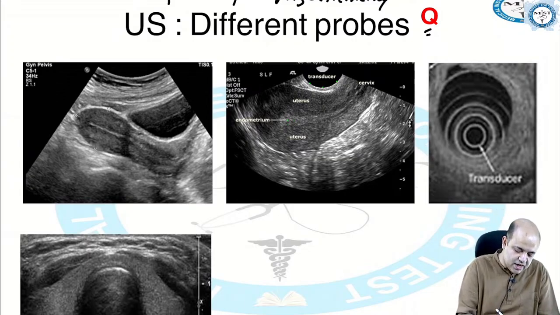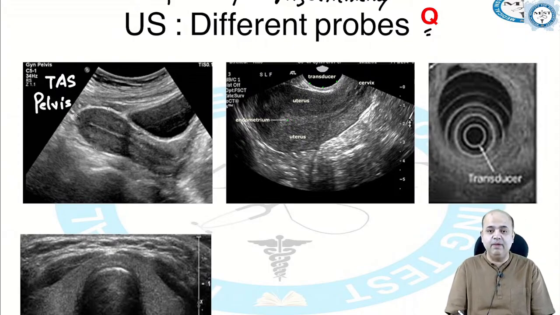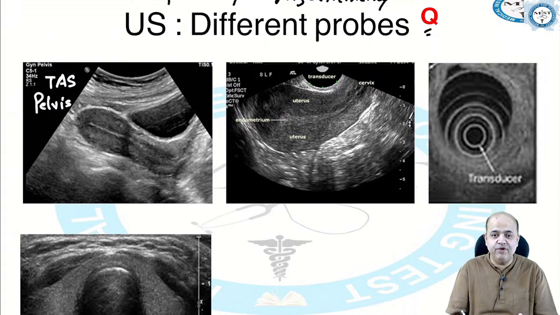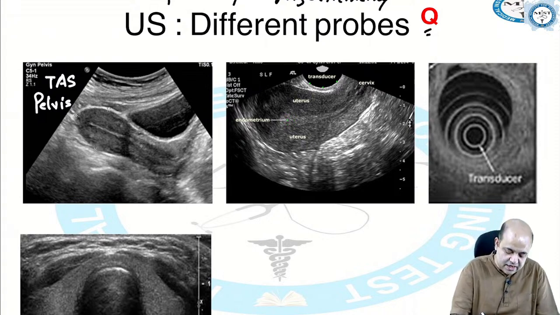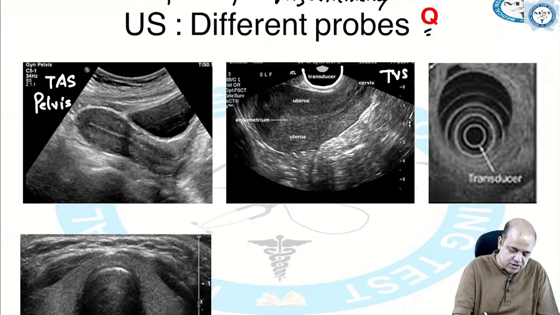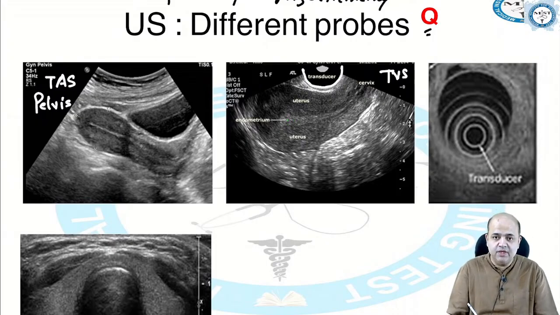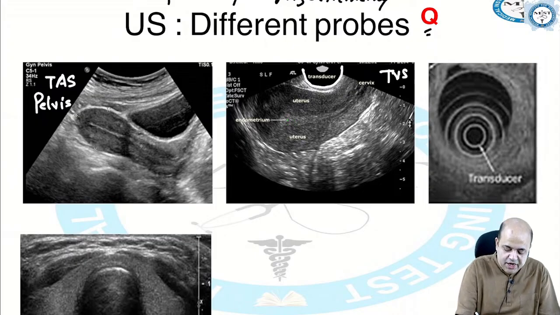So this is a transabdominal sonography of the pelvis. And if we use a high frequency probe within the cavity, that is called transvaginal sonography. And here we see there is a transducer. We can see there is the label of the transducer. This is an endoscopic ultrasound.